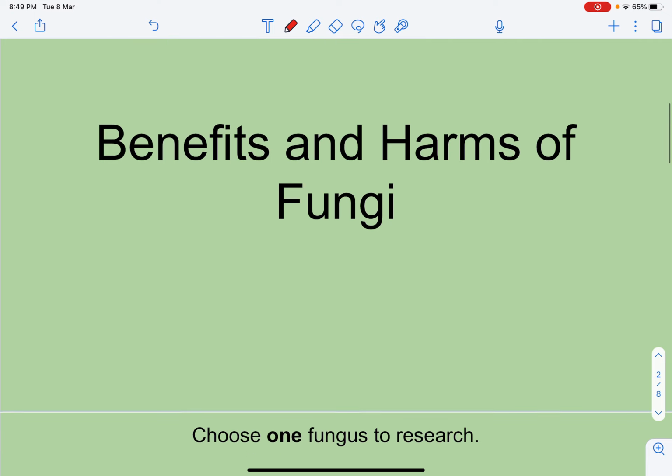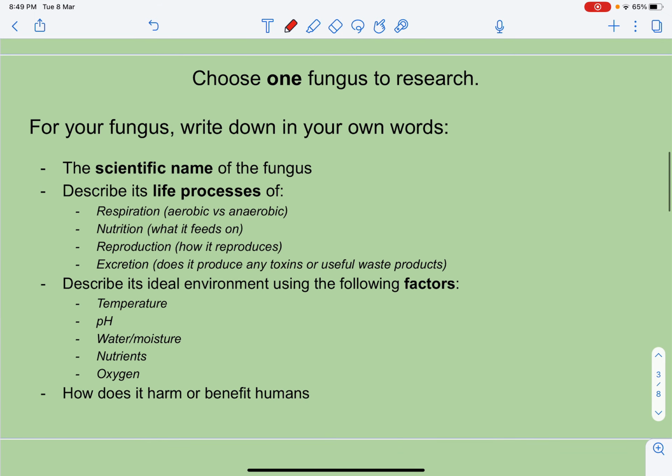I've asked you to choose one fungus to research, and you have to compile a bit of information about it, and it has to be in your own words. Because in the internal assessment, if you copy and paste off the internet, it's an automatic fail. So you need to be able to take information that you research and rewrite it in your own words, which shows us that you actually understand what you've read.